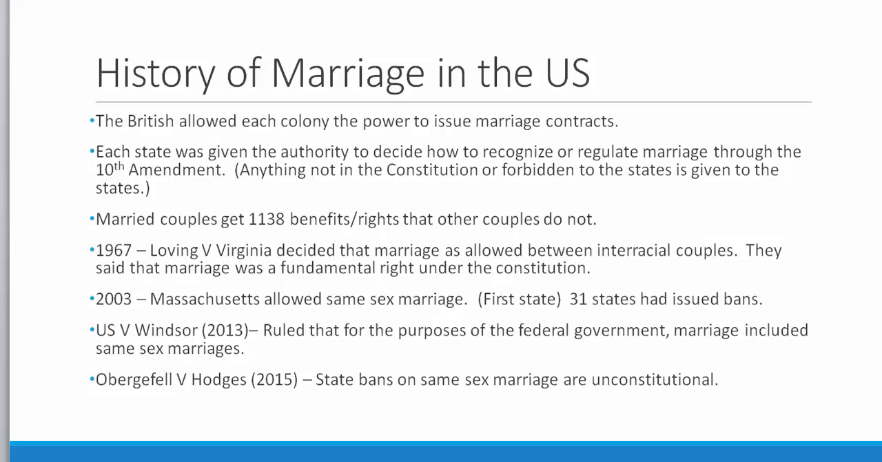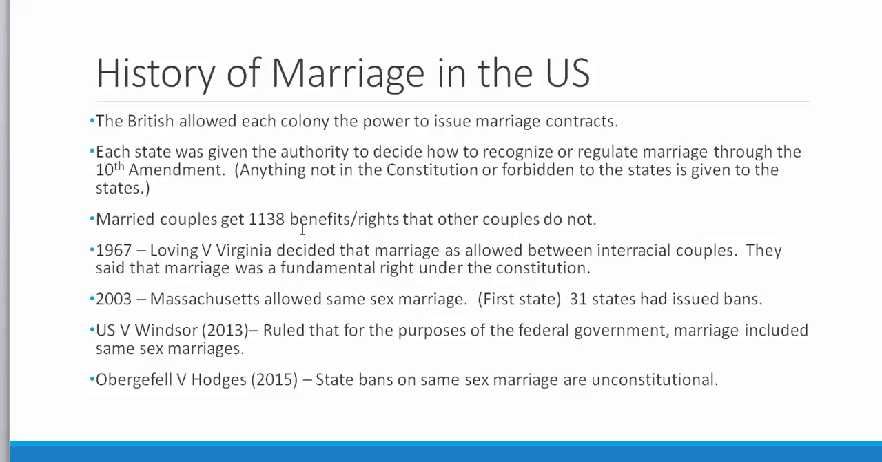In the new Constitution, each state was given the authority to decide how to recognize or regulate marriage through the 10th Amendment. If you remember your reading and our discussion this week, the 10th Amendment basically says that anything not in the Constitution or forbidden to the states is given to the states. This means that the states have a lot of police powers in how they can regulate certain things.